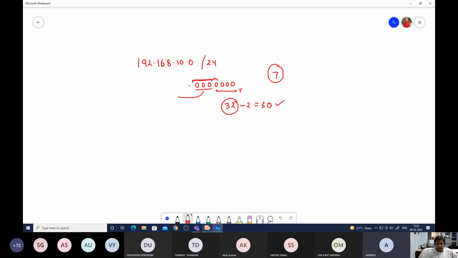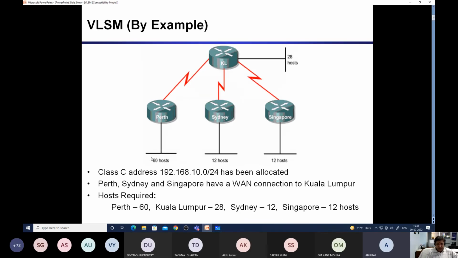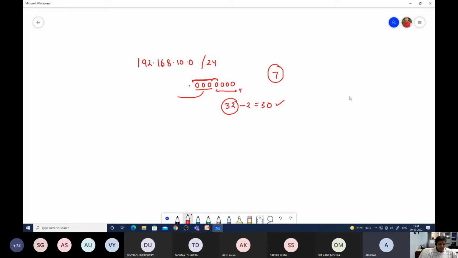But our actual requirement is what? Our actual maximum requirement is 60. So we need to actually change the process of subnetting. And that's what we are going to learn in this class today.